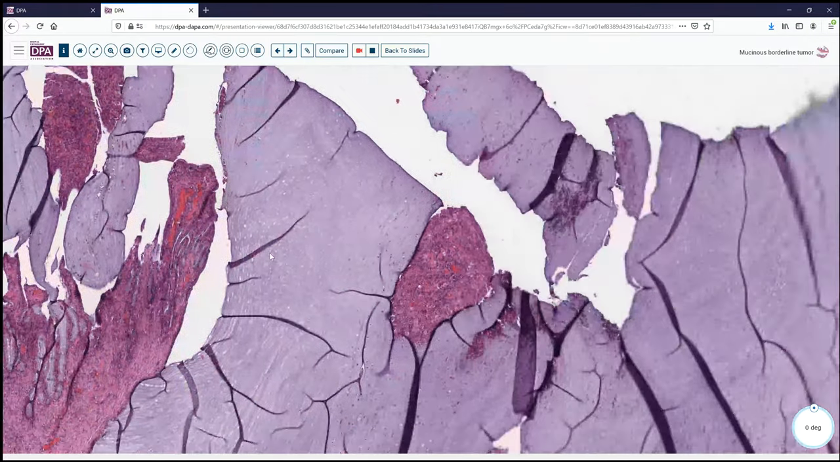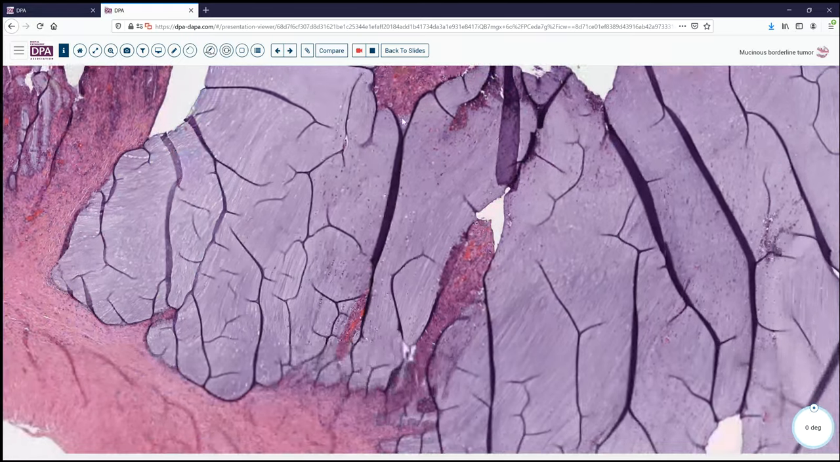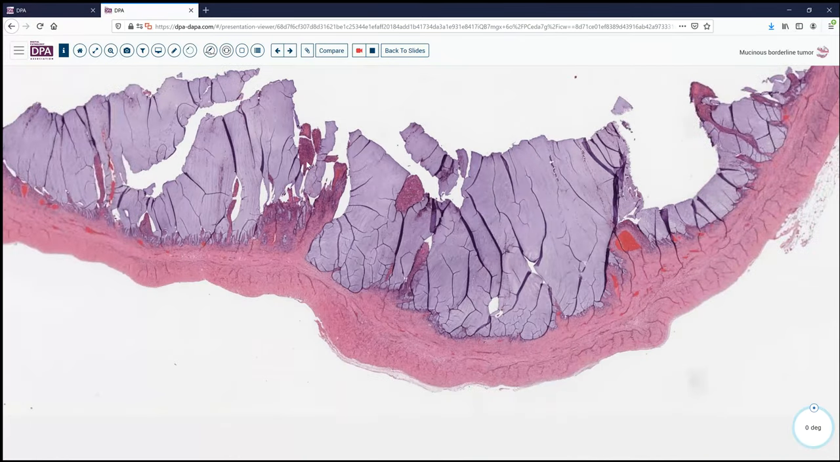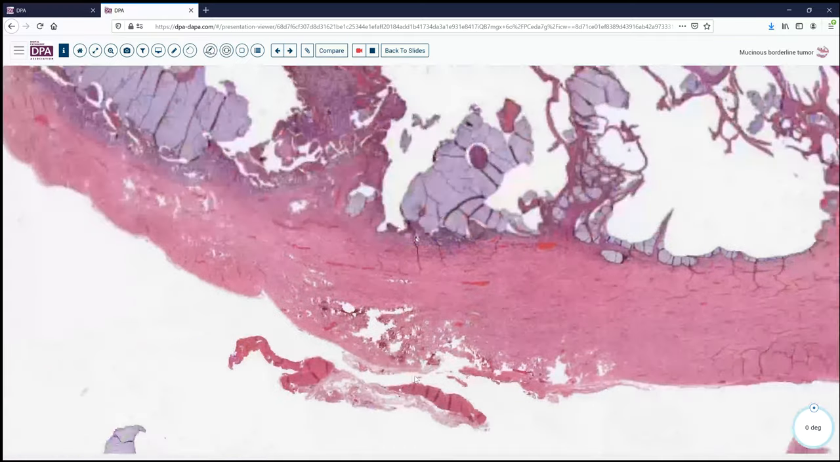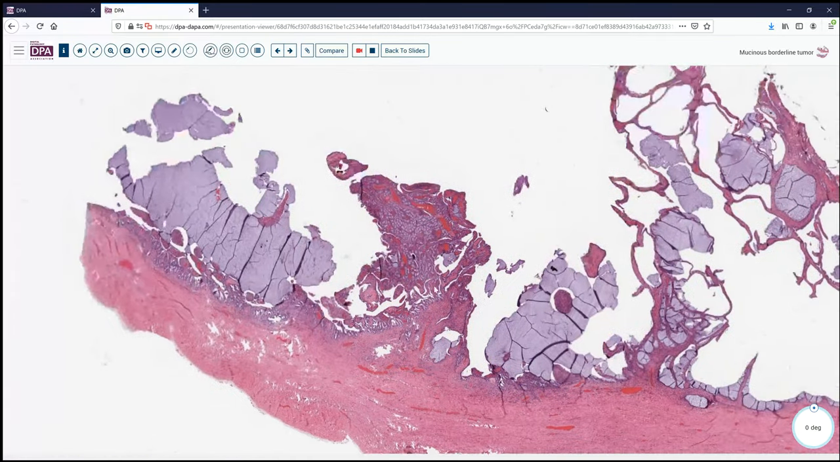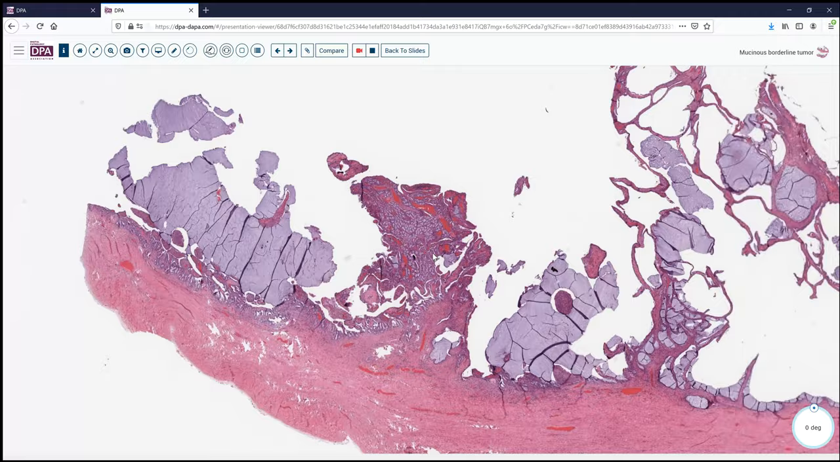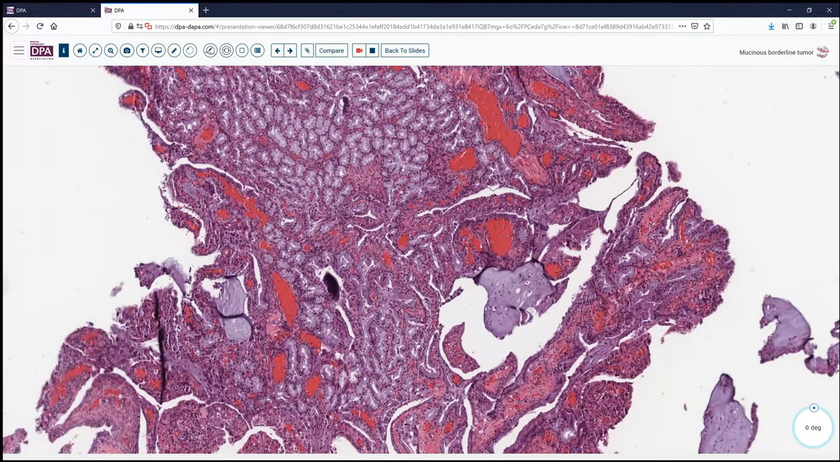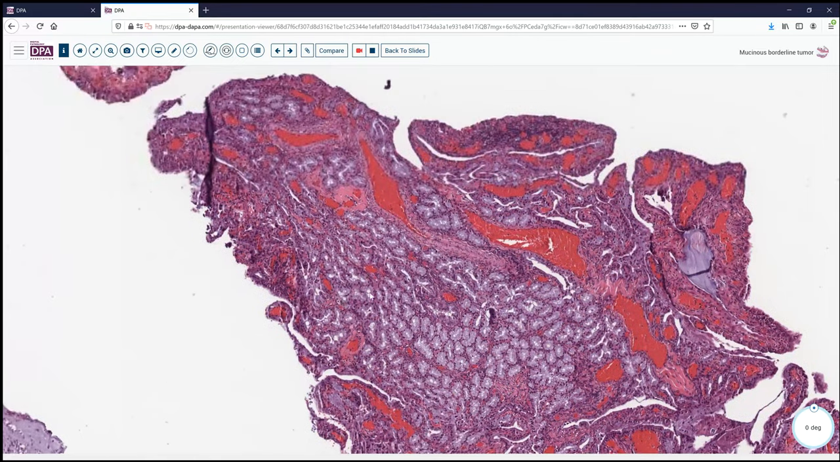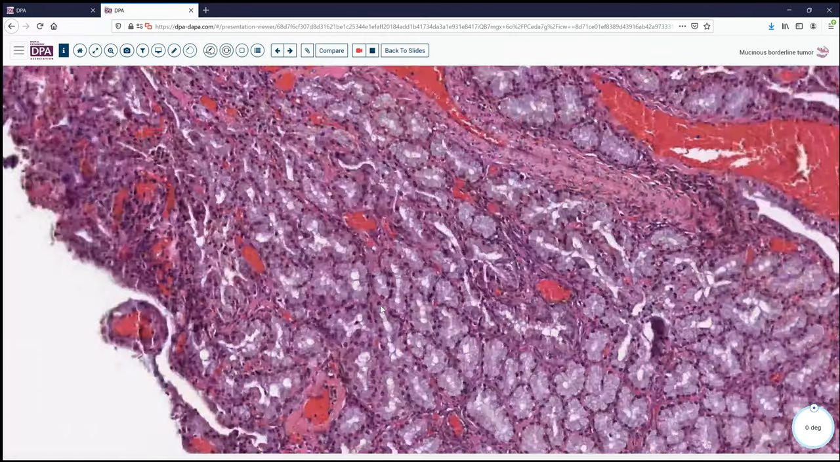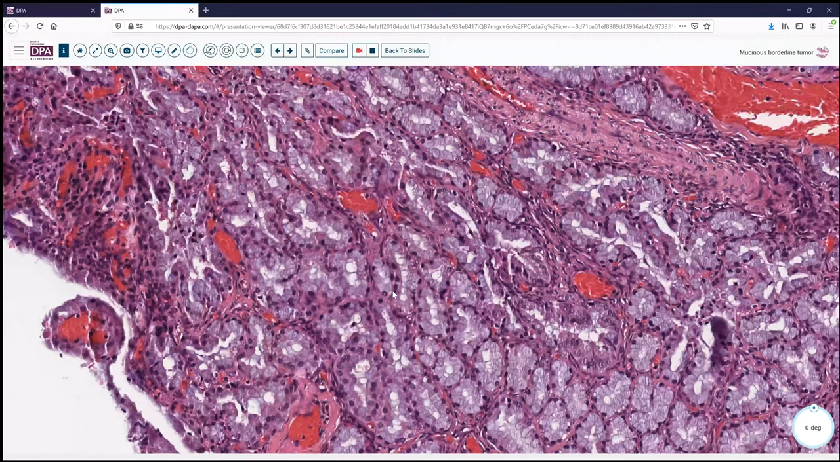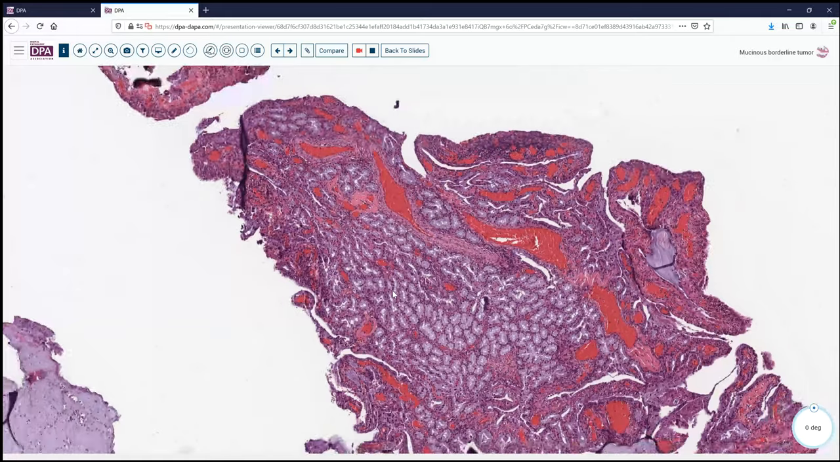We can look to see if we have any other second order branching. And I don't think we do in this fragment, but we can go up here onto this fragment and see that in this location here, we have a considerable degree of atypia, more complexity of the glands, although still quite cytologically bland. So this would, I think, justify the diagnosis of at least the borderline neoplasm.